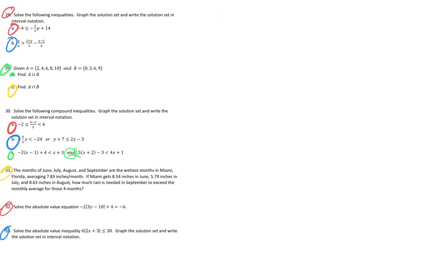Okay, question 33. Solve the absolute value inequality: 6 times the absolute value of 2x plus 3 is less than or equal to 30. That is definitely a 3 in the absolute value. Graph the solution set and write the solution in interval notation.